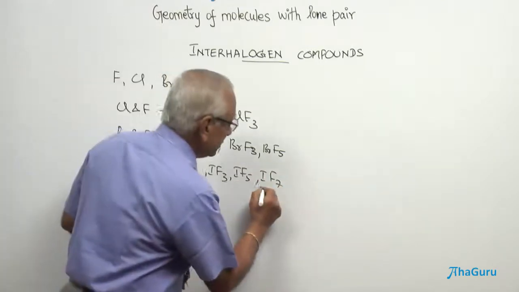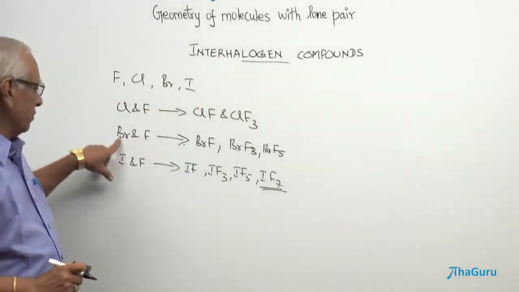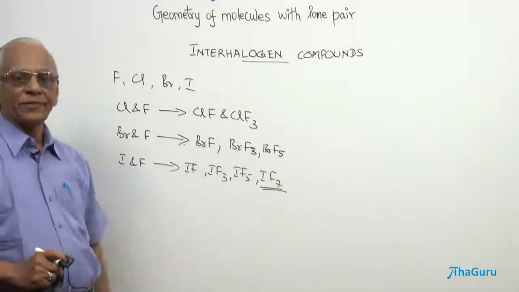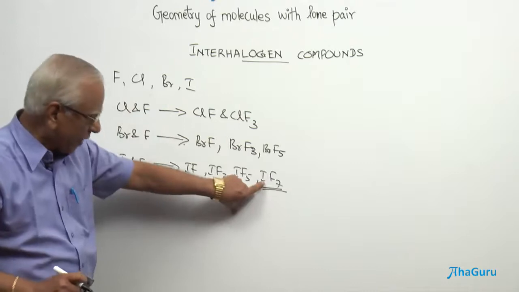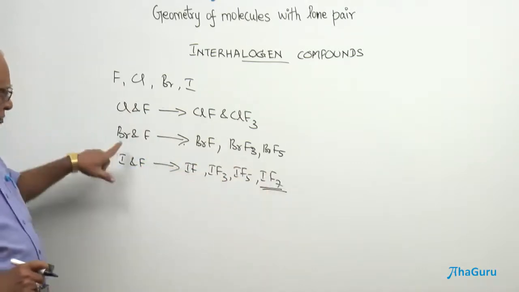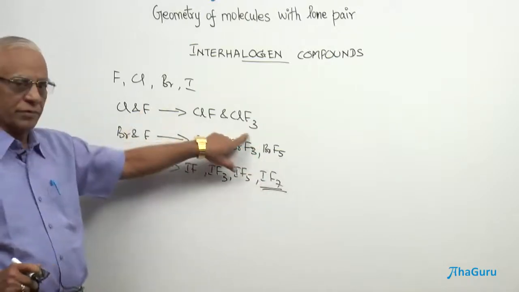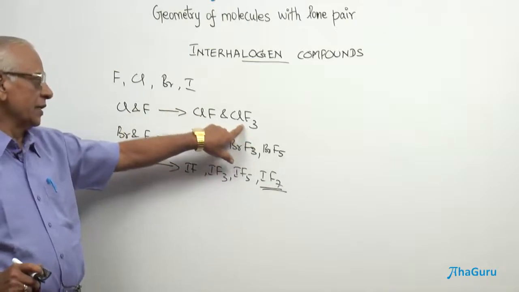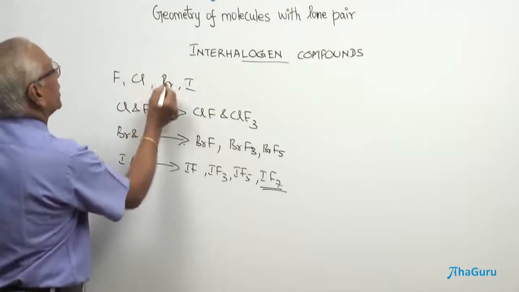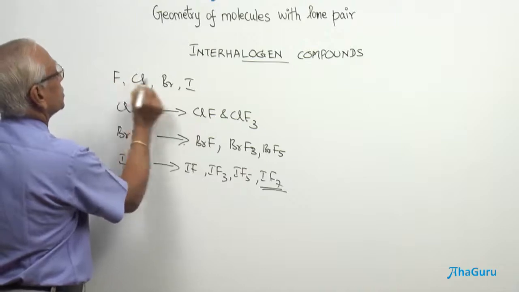IF7 is formed only with iodine, not with bromine. Bromine does not form BrF7. Chlorine cannot form it because of the steric factor. Iodine being a very big halogen atom, it can accommodate 7 fluorine atoms. Bromine can accommodate maximum 5 fluorine atoms. Chlorine can accommodate maximum 3 fluorine atoms. It cannot form ClF7.